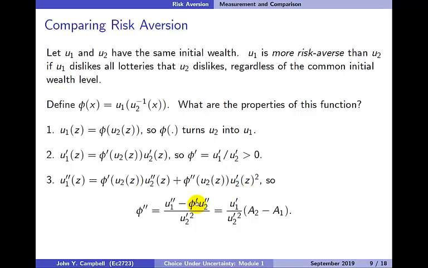So if we rearrange that, phi double prime is u1 double prime minus phi prime u2 double prime, divided by u2 prime squared. And notice we've got a ratio of second derivative to first derivative in here. Okay, so we can write this as u1 prime over u2 prime squared times a2 minus a1, the difference between the absolute risk aversion coefficients of person 2 and person 1.